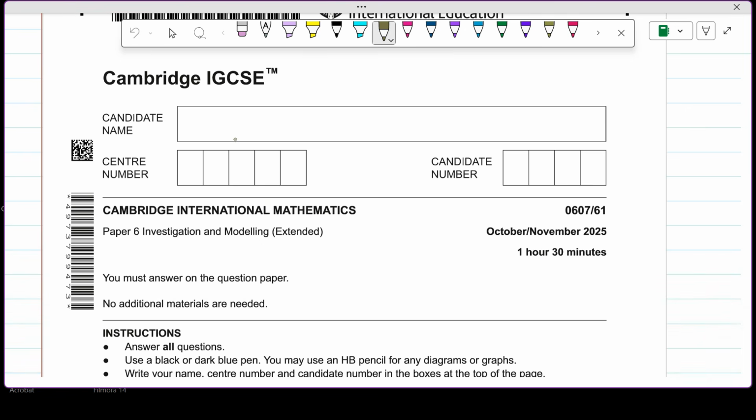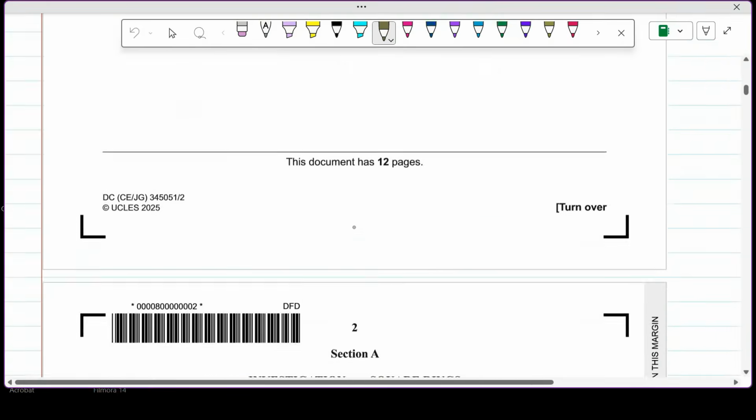Hi everyone, we are going to start the Cambridge IGCSE Investigation and Modeling paper for the October-November 2025 session. The subject is Cambridge International Mathematics and the code is 0607. This is Paper 6 and the variant is 1.